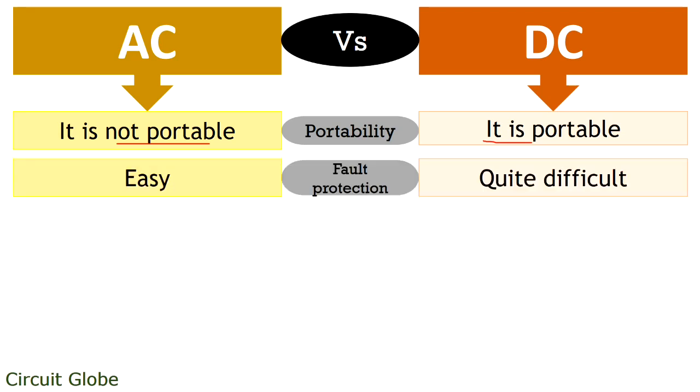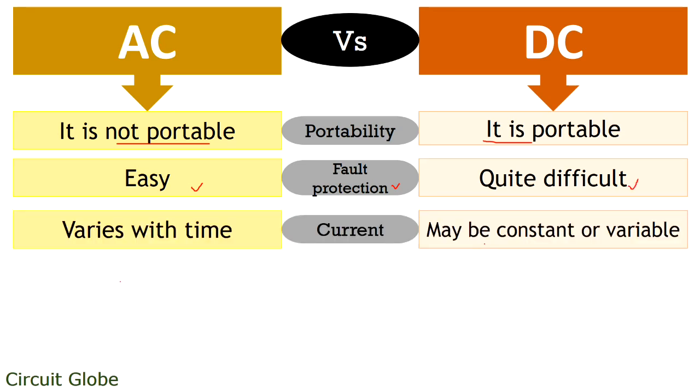Now if we compare the two on the basis of protection from fault, then AC can be easily protected from faults in comparison to DC. Next, on the basis of characteristics of current, AC shows variable nature with time, but DC may be constant or variable depending on whether it is pulsating or pure DC. DC can be variable in case of pulsating and can be invariable in case of pure DC.